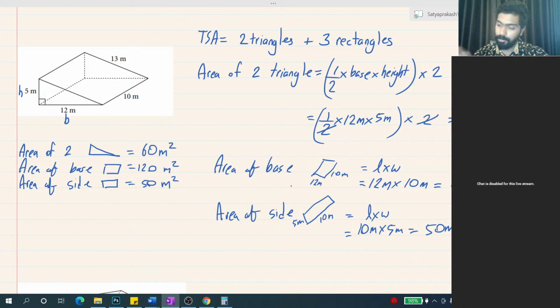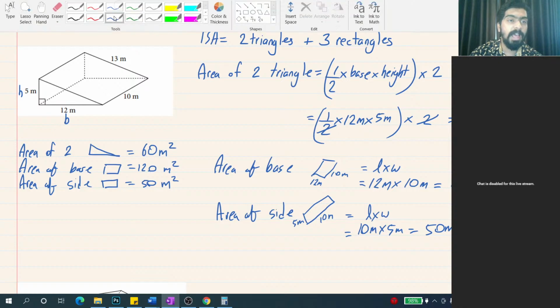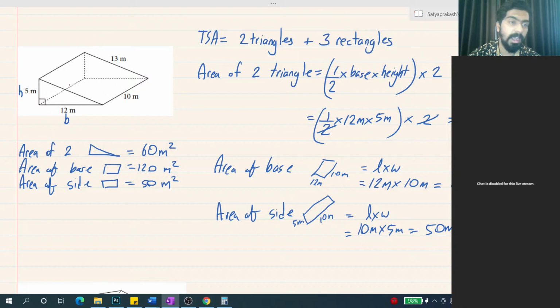Okay, make sure you come ready with a pen, pencil and paper, so you can solve it while I solve it with you, all right? And the last one we have right here is we have to find the area of the slope rectangle.